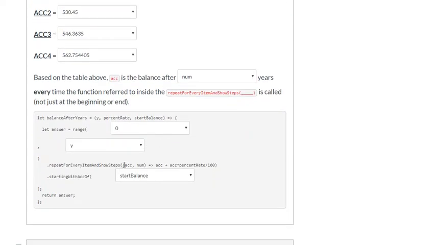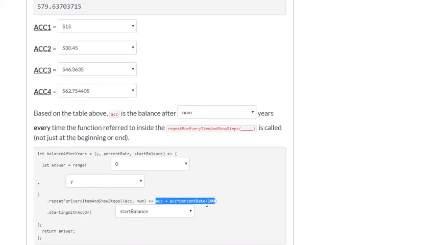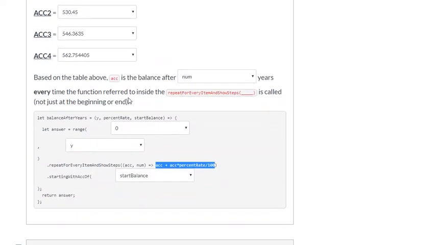And here what you'll see is how you go from one accumulator and number to the next. This is what tells you how to go from this row to the next row to the next row. And that's just what we said. You take the accumulator, which is the current balance, and add the current balance times the percent rate over 100 to get the next year's balance. Okay. So here we don't actually, as I said, use the item. Other problems we might, right?